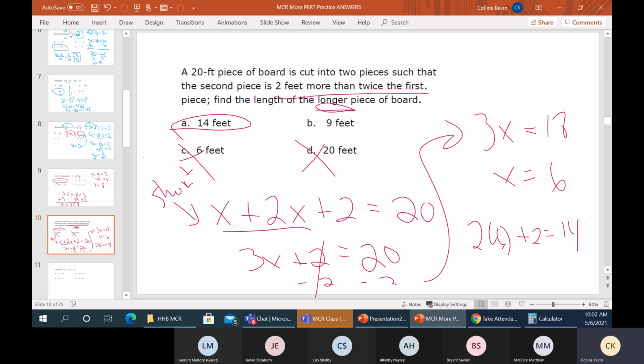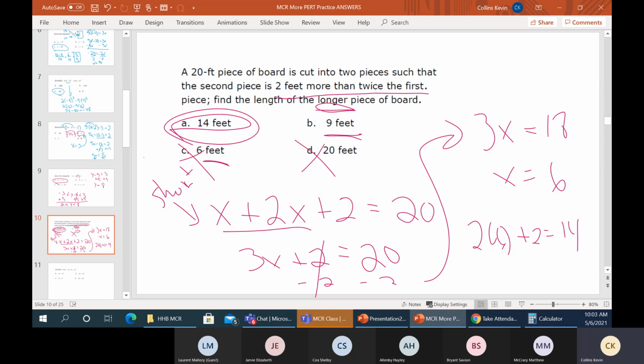Even if you didn't go through it all, we could have logicked this out. It can't be 20, because if it's 20, we haven't cut anything off. It's probably not 6, because that seems too small. You could do the same thing with 9, because that is less than half of 20. So it has to be twice as much plus some. So it has to be this one.